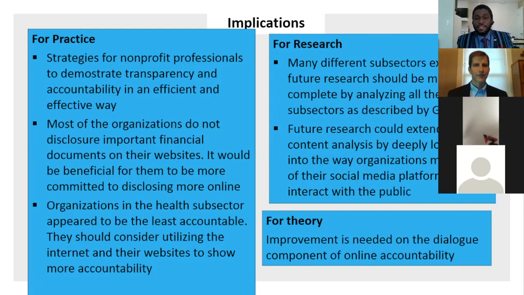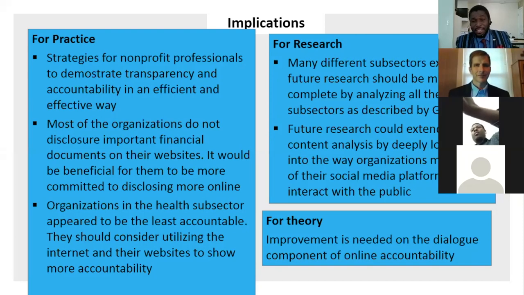Future research could also extend the web content analysis by deeply looking into the way organizations make use of their social media platforms to interact with the public. Because in that research, I actually did not look deeply into the social media, into organization Facebook pages, for example. I just looked into the presence. Do they have a link to their Facebook page? So for future research, it would be good to look into how they communicate through those social platforms, because it's not enough to just have a Facebook page when you do not interact with your stakeholders.